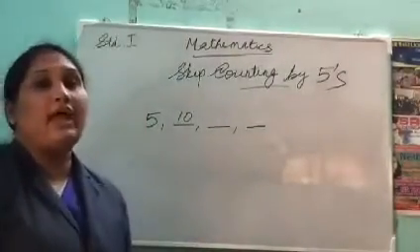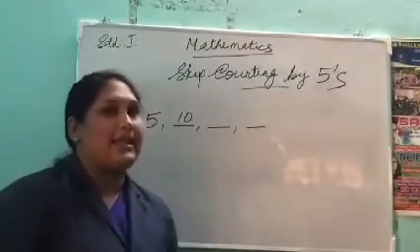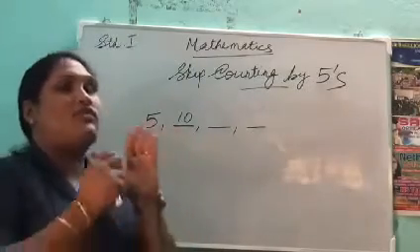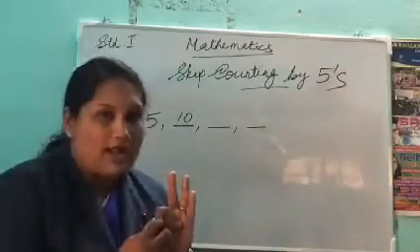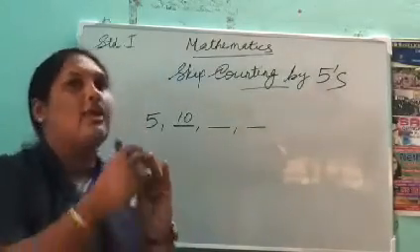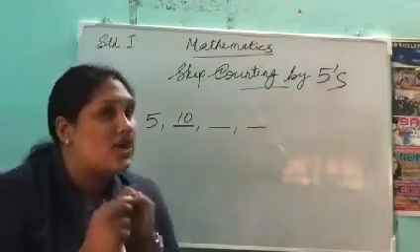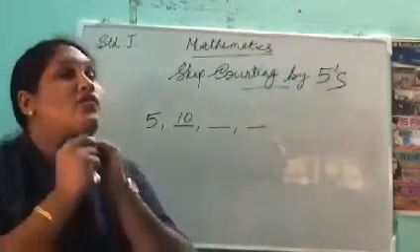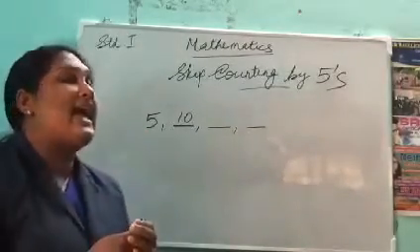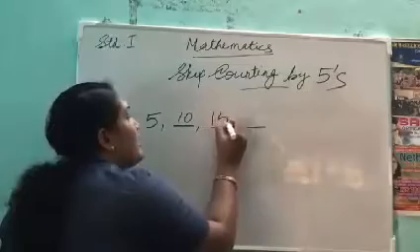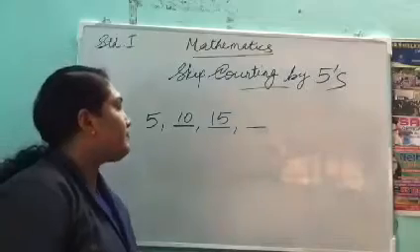Again we have to find the next number. How will we find out? We take the next numbers from 10. Which is the next number after 10? 11, 12, 13, 14, 15. Which number did we get last? 15. Here we skip 4 numbers and write the last number.